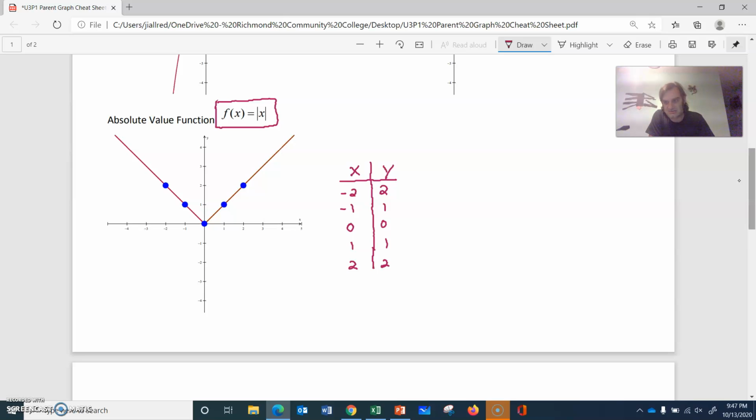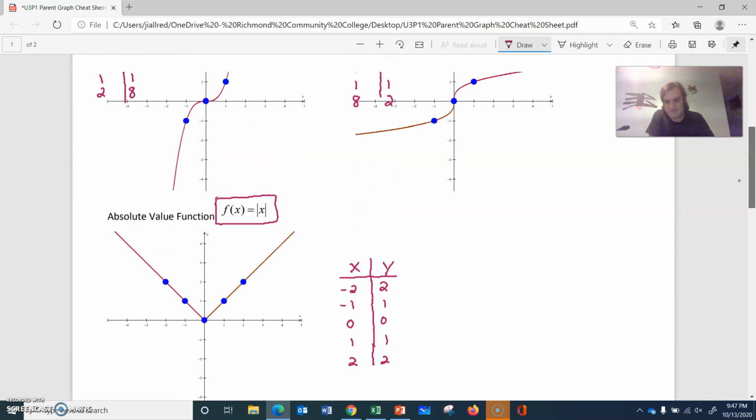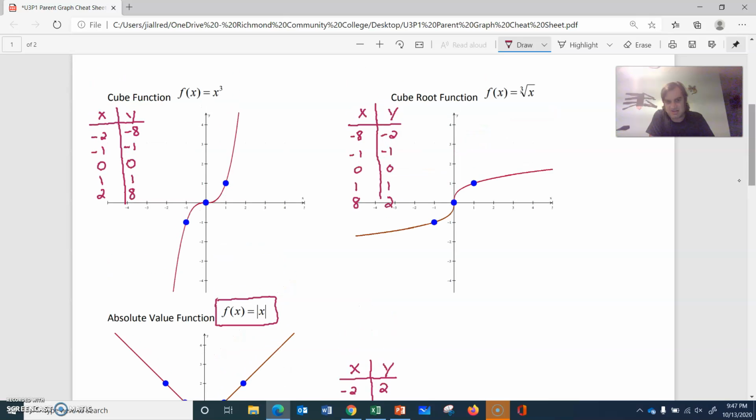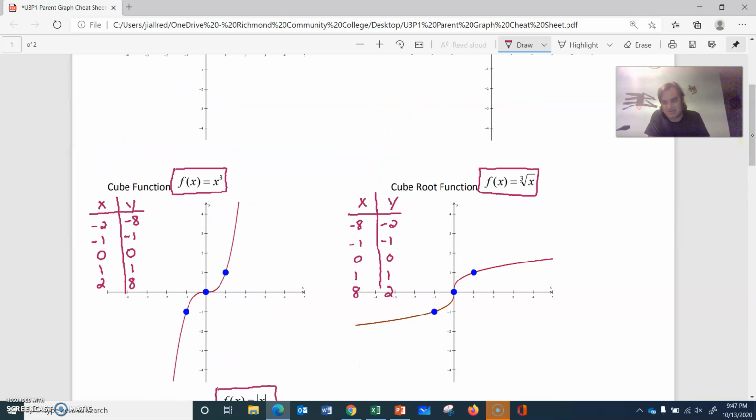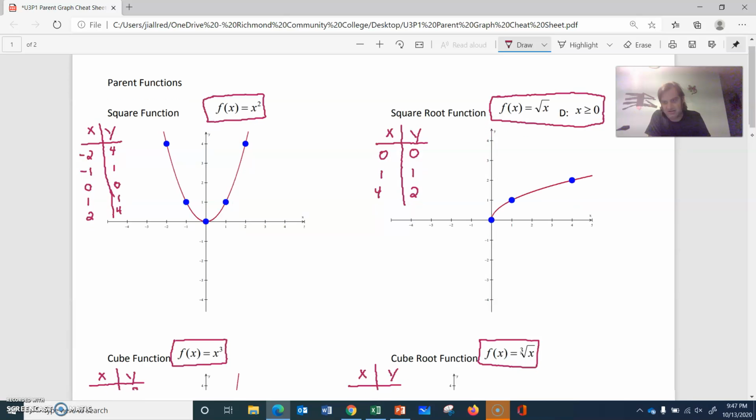Out of the ones that I have, keep in mind that x cubed and the cube root of x kind of mimic each other in a way. I don't have a special way of listing them as far as their shape, but absolute value is a V. X squared, the square function, is a U, and the square root I call squirt. So those are the functions that we have that we'll be using to talk about other graphs.